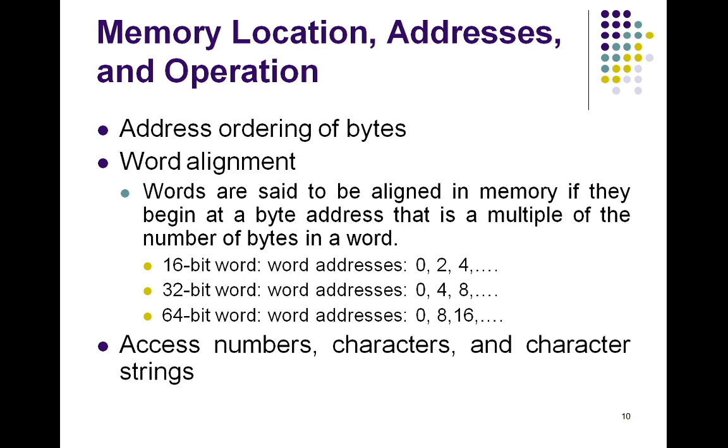If the word length is 16, that means 2 bytes, right? So the aligned word will begin at the byte addresses 0, 2 and so on. This is in terms of 2 bytes. And for the word length of 64, that is 2 raised to 3 bytes, the aligned word will begin at the byte addresses 0, 8, 16 and so on.